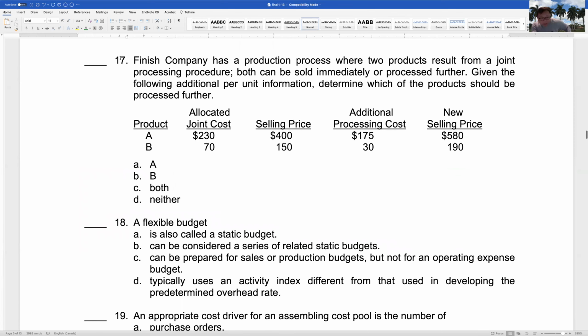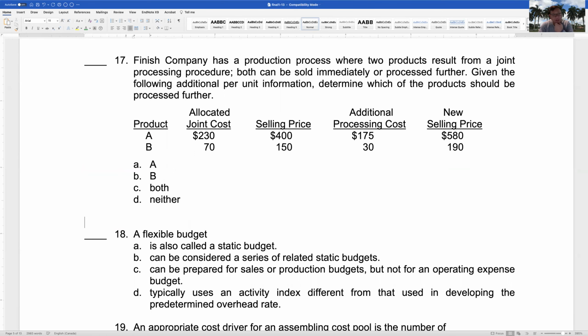Okay, finished number 17. Finish company has a production process where two products result from a joint processing procedure. Both can be sold immediately or processed further. Given the following additional per unit information, determine which of the products should be processed further. Okay, so this is another question. This is also a decision to make, right? This is related to sell or process further.